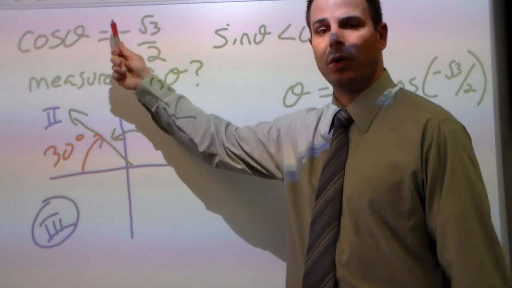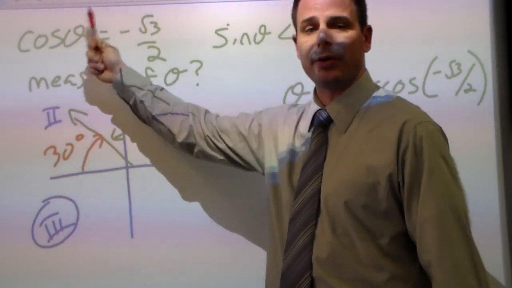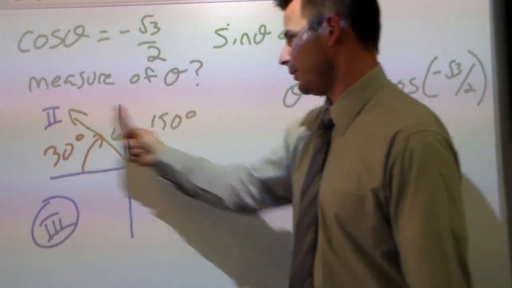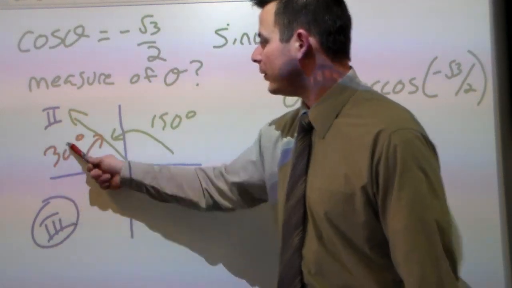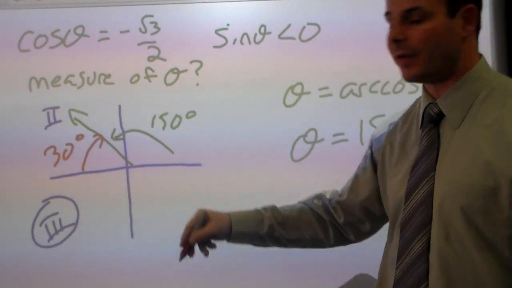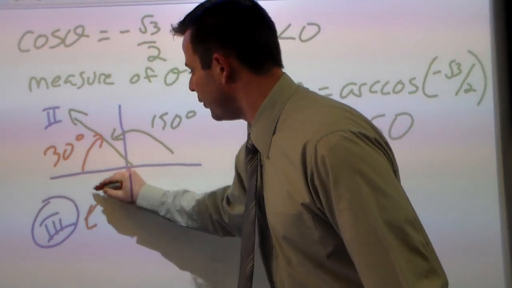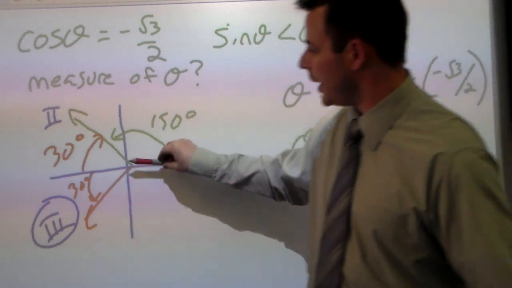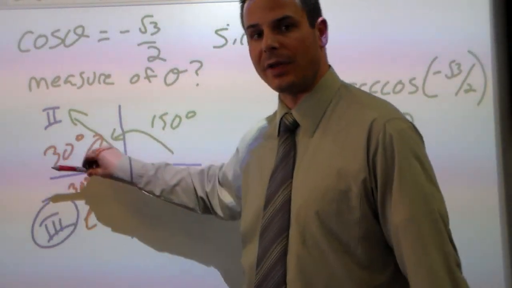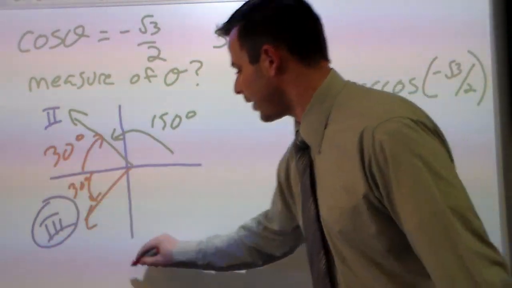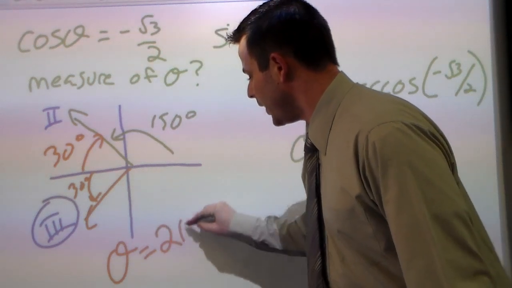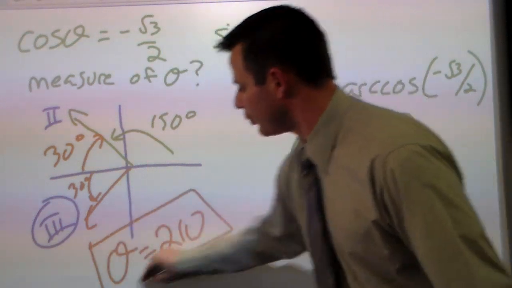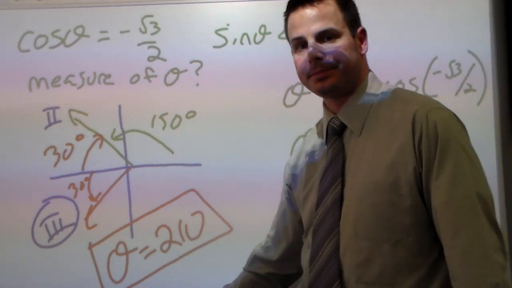The calculator doesn't know which quadrant we're in. All the calculator knows is that cosine is negative. So it gave you a second quadrant value, which means we can find a reference angle and put it into the appropriate quadrant. So we're going to put 30 degrees into the third quadrant. Well, the x-axis is 180 degrees, and we're 30 degrees past that. Therefore, we have a value of 210 degrees.